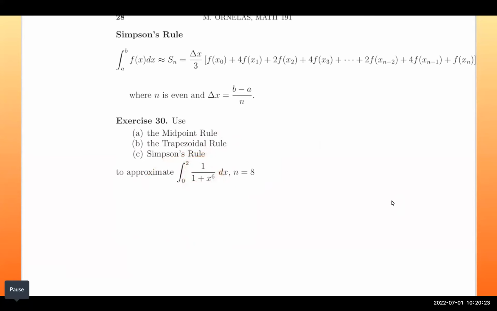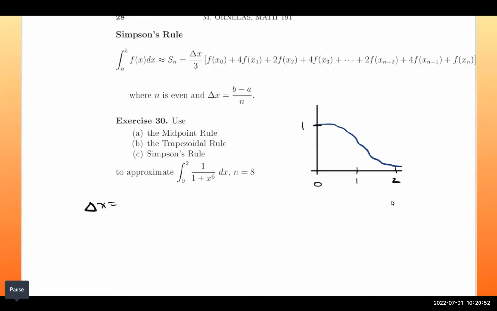So the first thing I always like to do is graph the integrand. If you were to use your graphing calculator or Desmos.com, then you would see that the graph is going to look something like this. We're going from 0 to 2, as you can see by the limits. The graph is going to look something like this. It's going to kind of go down and then go like that, something like that.